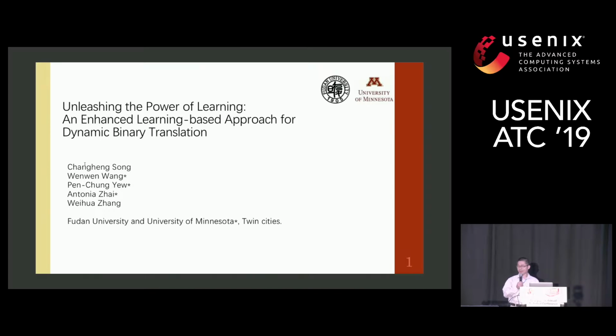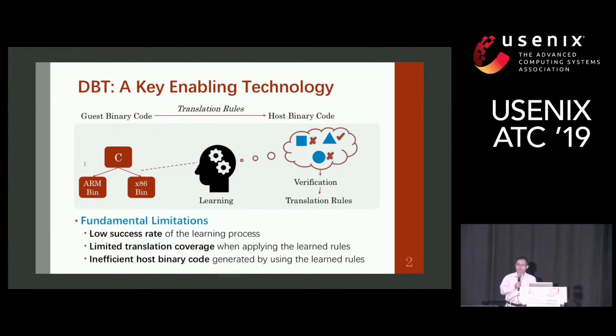Hello, everyone. The title of our paper is Unleashing the Power of Learning, an Enhanced Learning-Based Approach for Dynamic Binary Translation. Dynamic Binary Translation, or DBT for short, is a key enabling technology. Typically, DBT systems translate binary code using manually constructed translation rules. However, manual construction of the translation rules is a significant engineering effort.